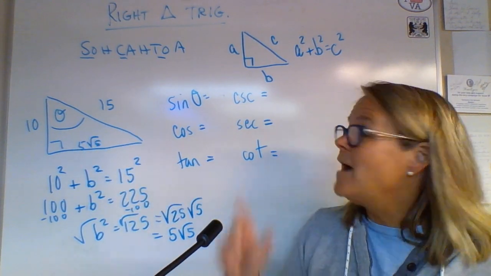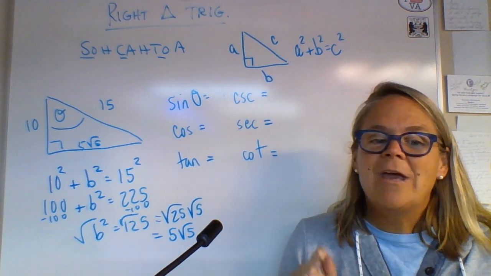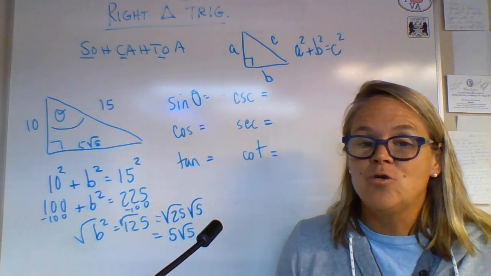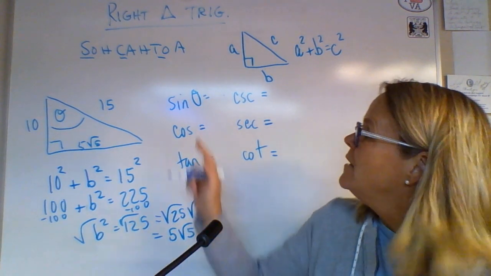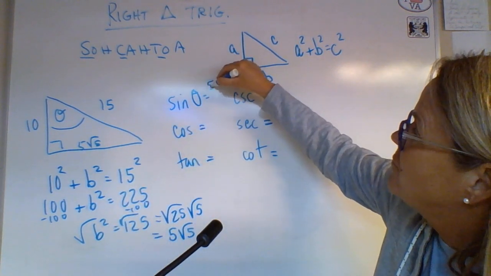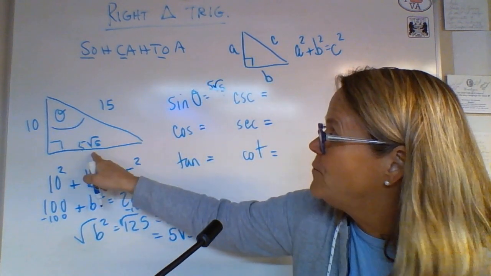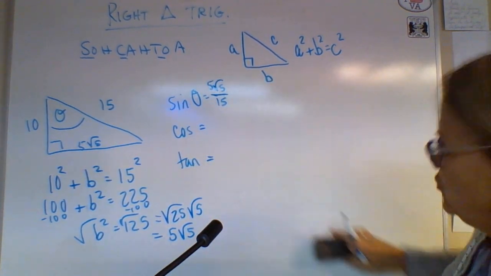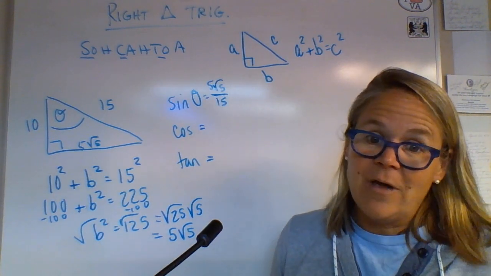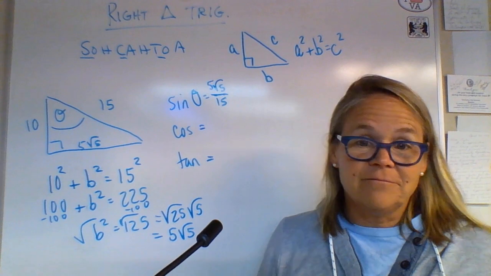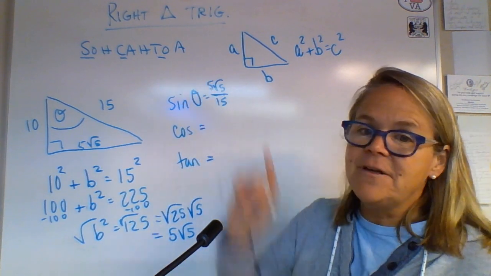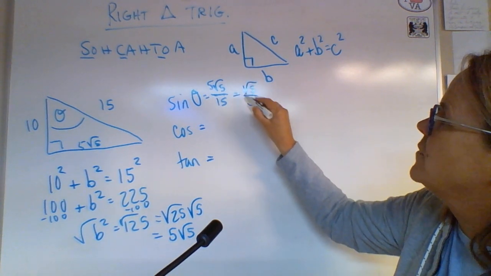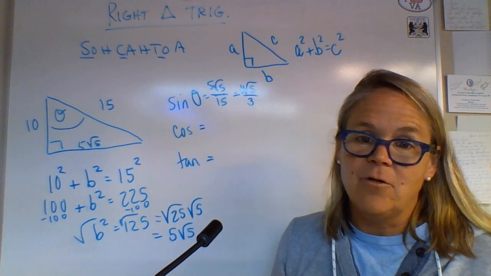Now, when I go and do my trig functions, you can't have a radical in the bottom. So you have to make sure you rationalize your denominator. So sine is 5 radical 5 over 15, because that's opposite over hypotenuse. Now, you always want to reduce that fraction if you can also. So the radical stays by itself, but 5/15 is 1/3. So that is radical 5 over 3, or 1 radical 5 over 3.